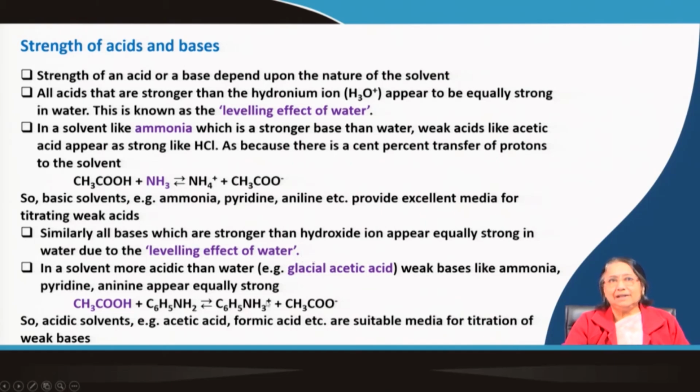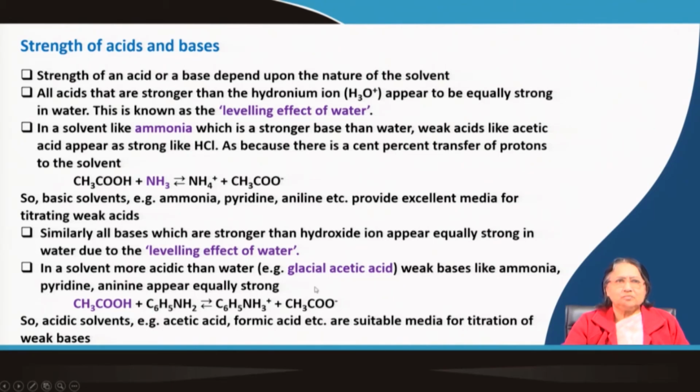In a solvent more acidic than water, that is glacial acetic acid, weak bases like ammonia or pyridine or aniline, this is nothing but aniline, behave differently. Aniline is a weak base, so it is not completely dissociated, but if you take acetic acid as a solvent, then it will act as a strong base. So, this tells us that the strengths of acids and bases depend on the solvent.